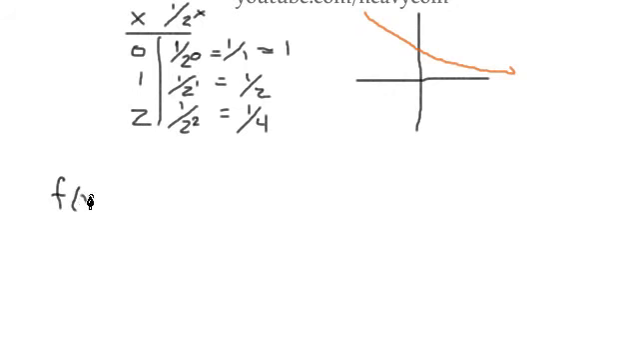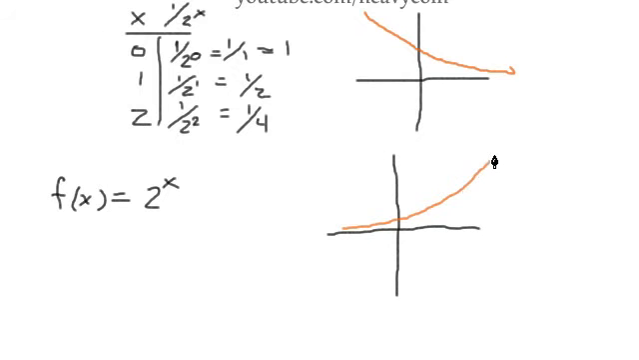Actually, let's go back to f of x is equal to 2 raised to the x. I just want to sketch this graph out real quick, which looks something like that. Now, how do we get this graph to reflect about the x-axis? Well, for example, you would take 2 and plug it in to here, and you'd get 2 squared is 4.